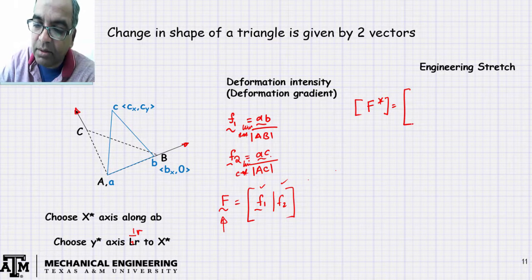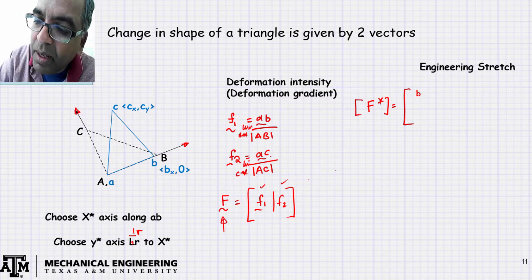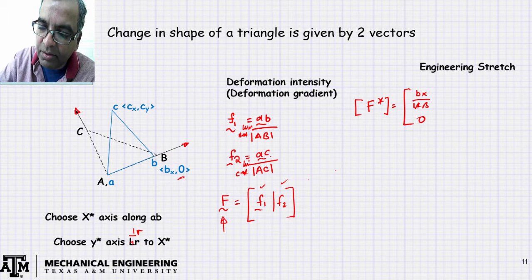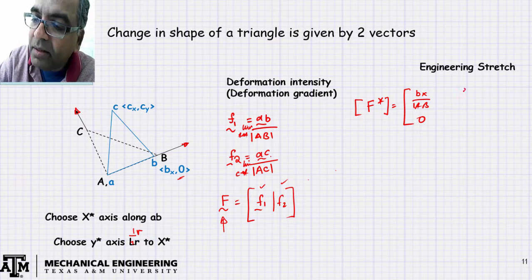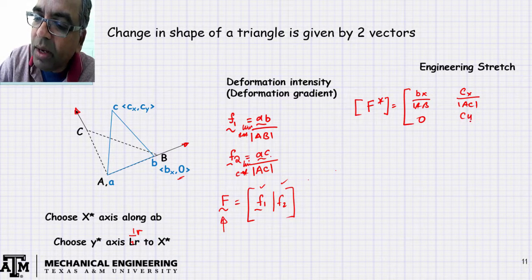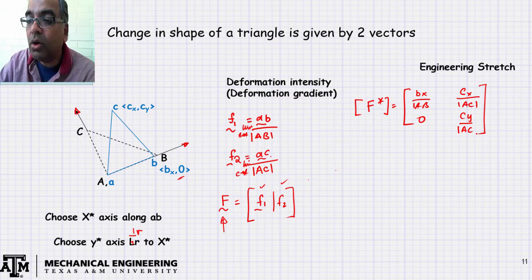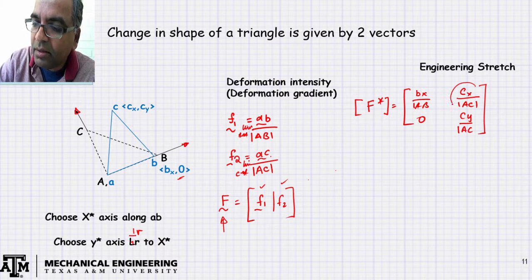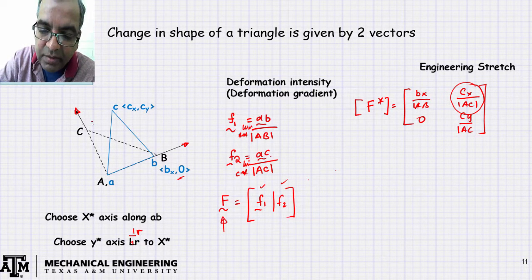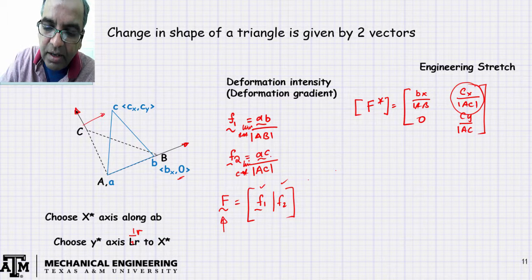F star matrix equals F1, which is AB divided by magnitude of AB, is Bx divided by magnitude of AB, 0, because the second component is 0, and then this will be Cx divided by magnitude of AC, and then Cy divided by magnitude of AC. Right? Notice it's an upper triangular matrix and there are exactly three components. This component tells you how much the body has distorted.